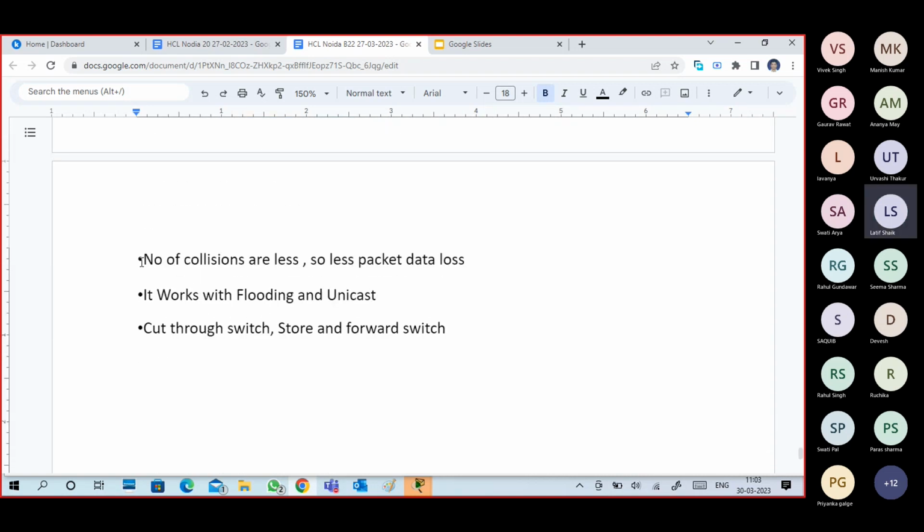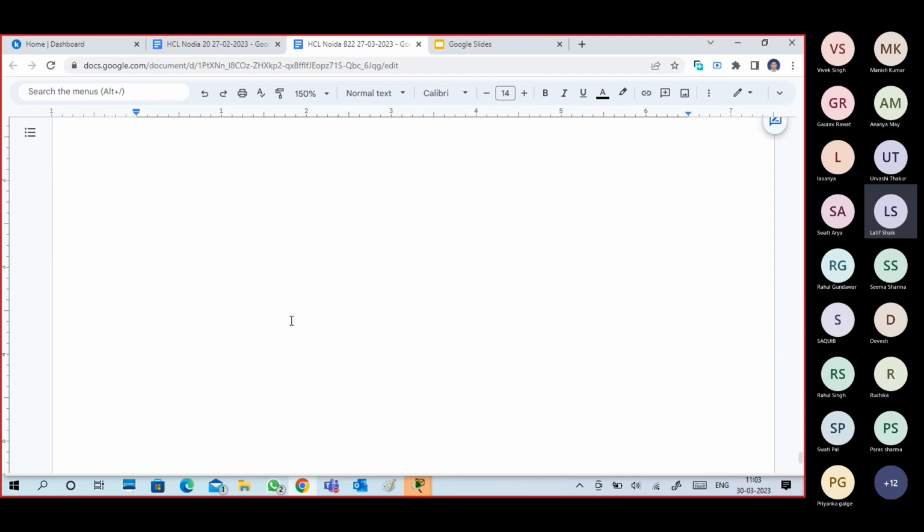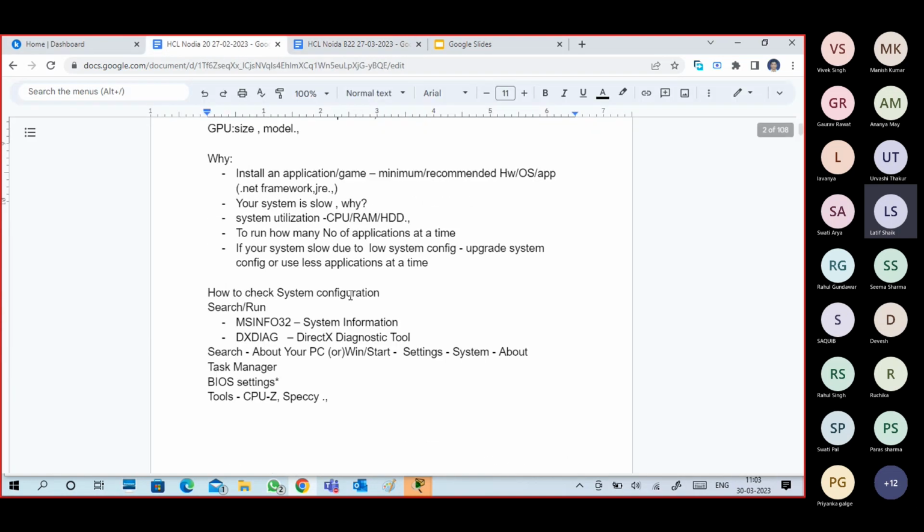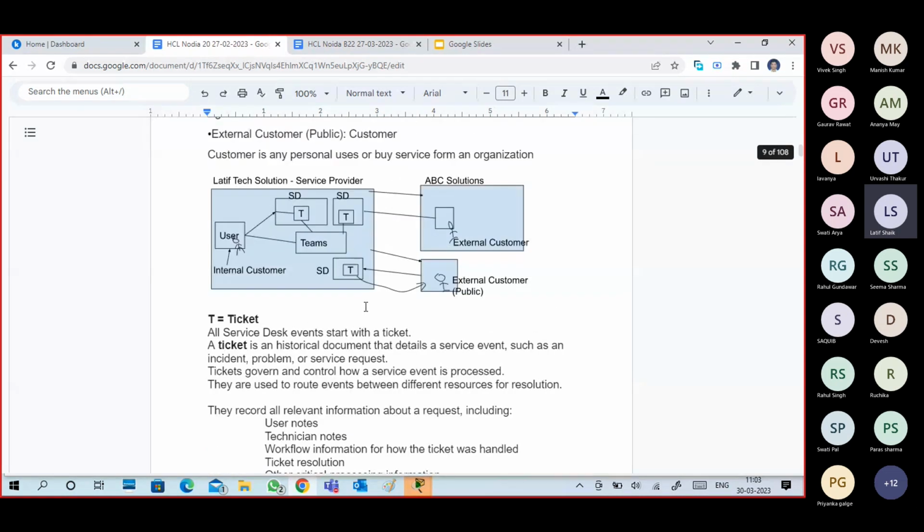Okay. So the number of collisions is less and packet data is less. Flooding, unicasting, cut-through switches, and store-and-forward switches are there. Not completed, guys. Few points are also there.